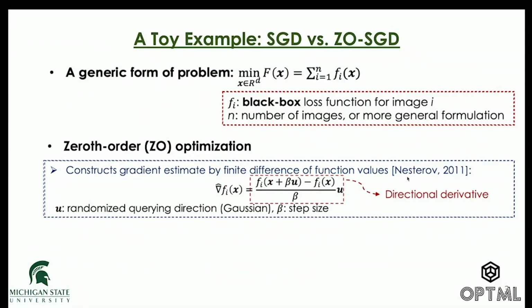So the key idea is you pick a random direction, called u. And this u typically follows a standard Gaussian distribution. You pick a random direction, and then you perturb the variables x, the variables you want to optimize. Then you calculate the difference of the function values before and after perturbation, divided by the perturbation step size beta. This function difference is known as the directional derivative following the direction u, and you multiply by this direction u. This gives you the directional derivative based weighted estimator.